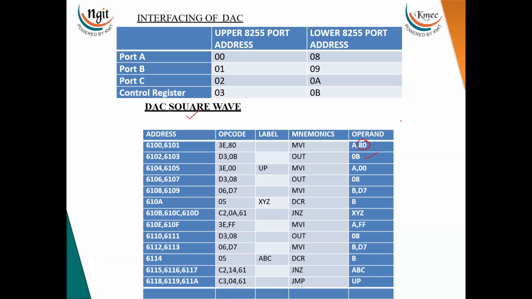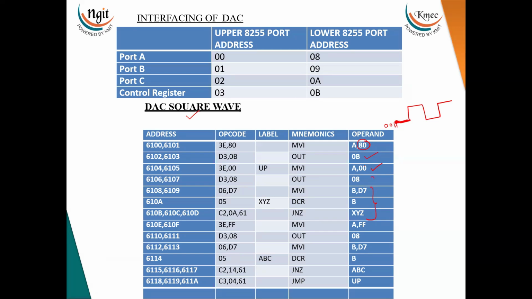Now, a square waveform means this is a square waveform. Initially, this value is 00H. First I have taken the 00 value, and I'm keeping this value for some time. So we need to put some delay over here. For that, I have written the delay program.